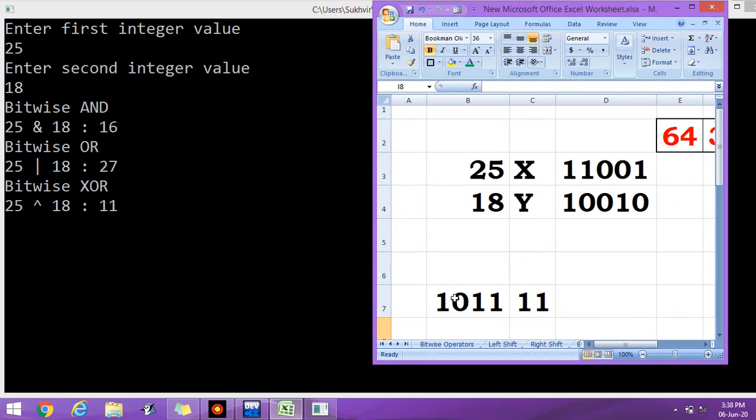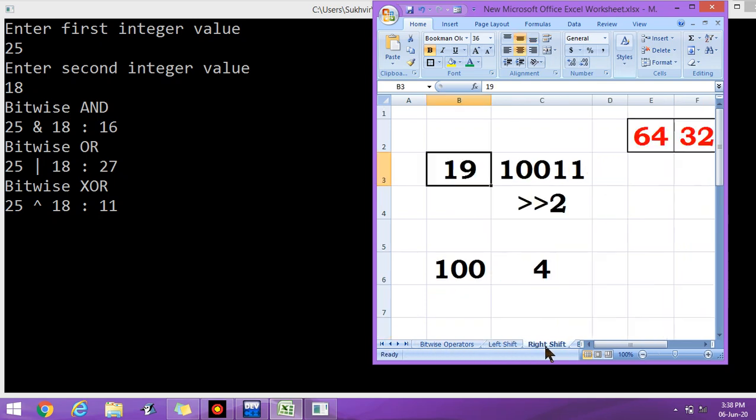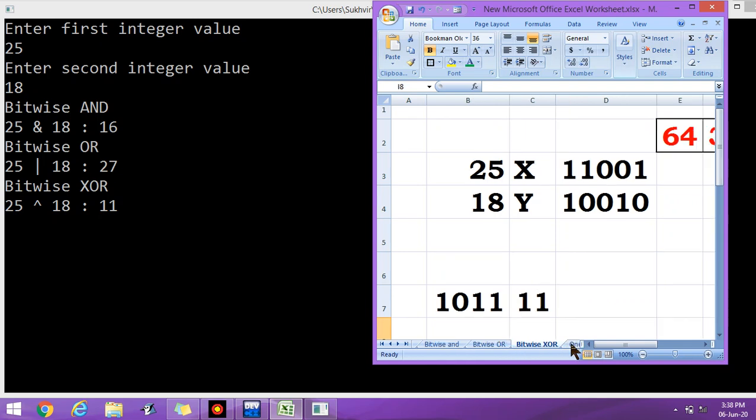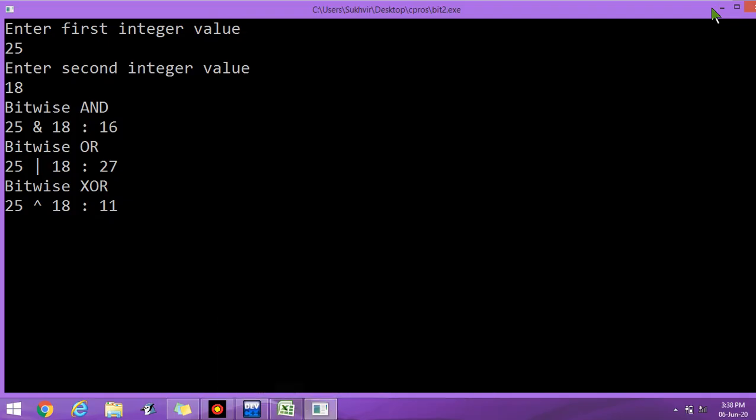First case, bitwise AND, let us check. Left shift, right shift, then bitwise AND of 25 and 18, the answer is 16. What about the second value? Bitwise OR, the answer is 27. And the third value, bitwise XOR, the answer is 11. By using a copy and pen, you can calculate these values and check in parallel whether these answers are correct or not.